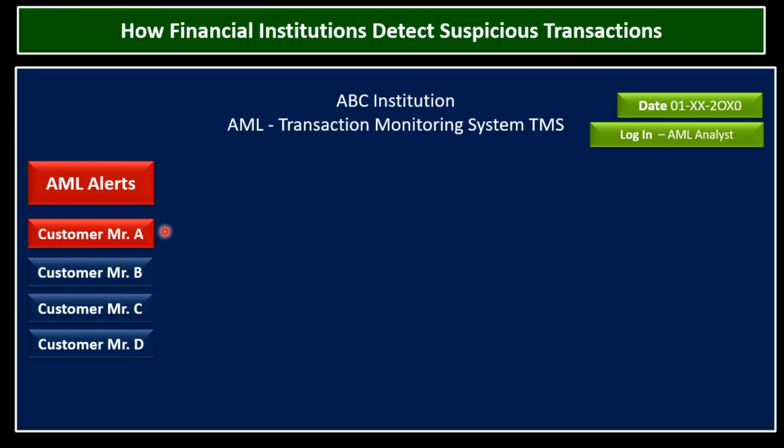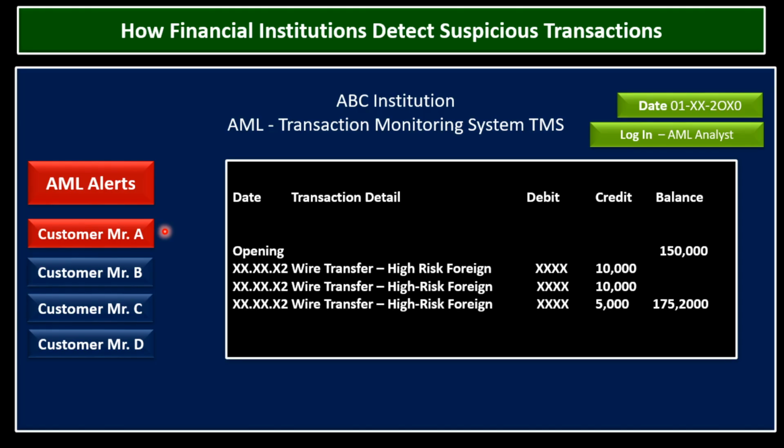So the AML analyst will click on Mr. A's tab. Then the detail of Mr. A's account will be opened in front of the AML analyst. So you can see that there are 3 wire transfers that are shown from a high risk foreign country. And these are the credit transactions totaling $25,000 on the same day, which is 3 times higher than the normal transaction limits of Mr. A, which is $8,000 per month. So this is $175,000.